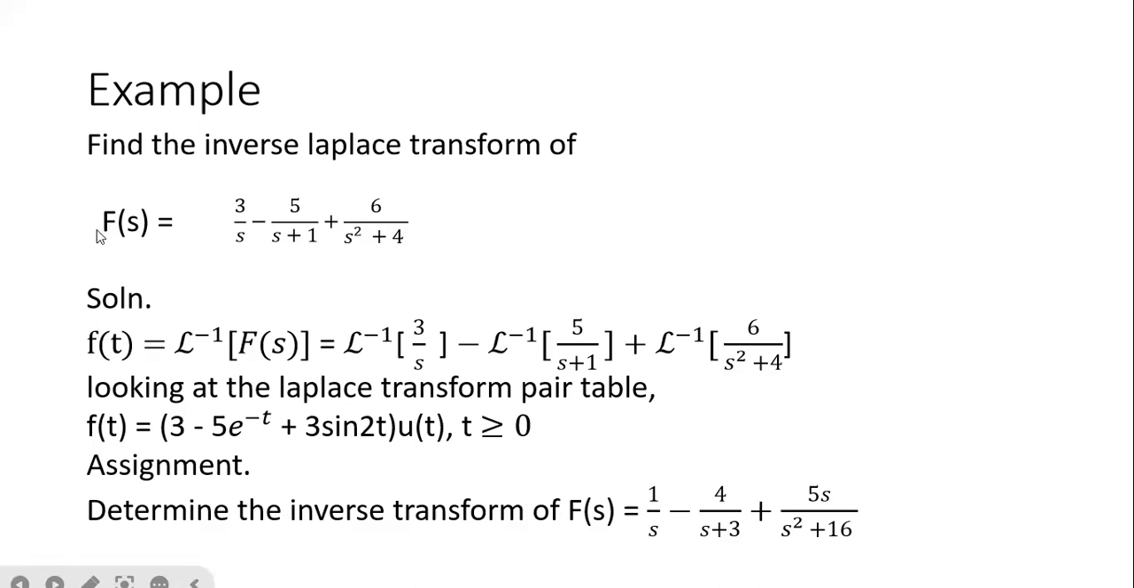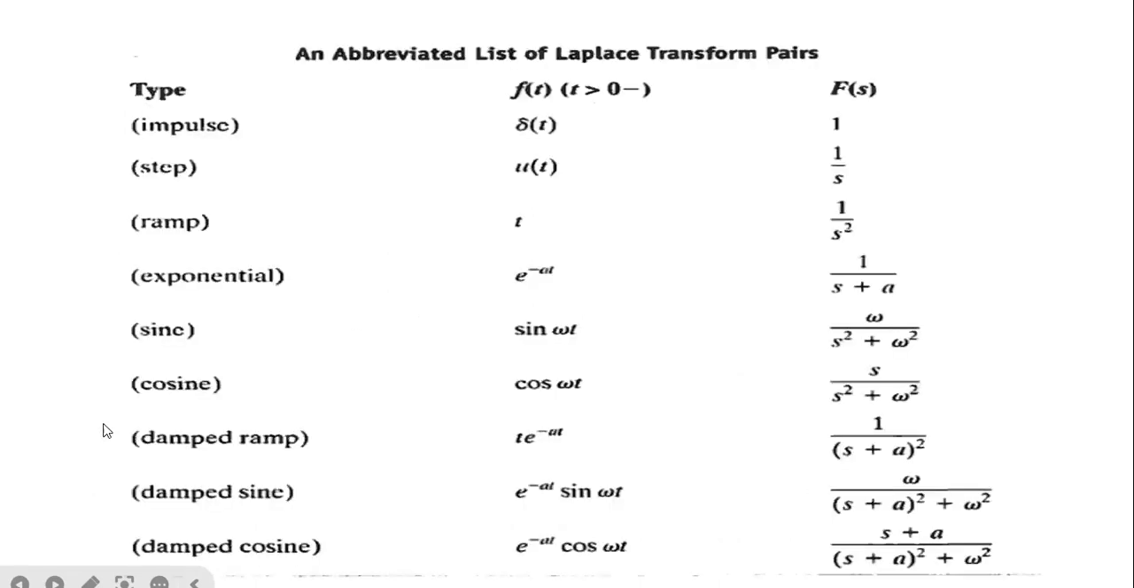Solution: we have f of t. We're going to look for the inverse Laplace transform of each of these terms, the inverse Laplace transform of this, of this, and of this. And how do we deal with that? Simple. We say f of t will be equal to, now this is 3 over s. Let's look at our table and see what 3 over s will look like.